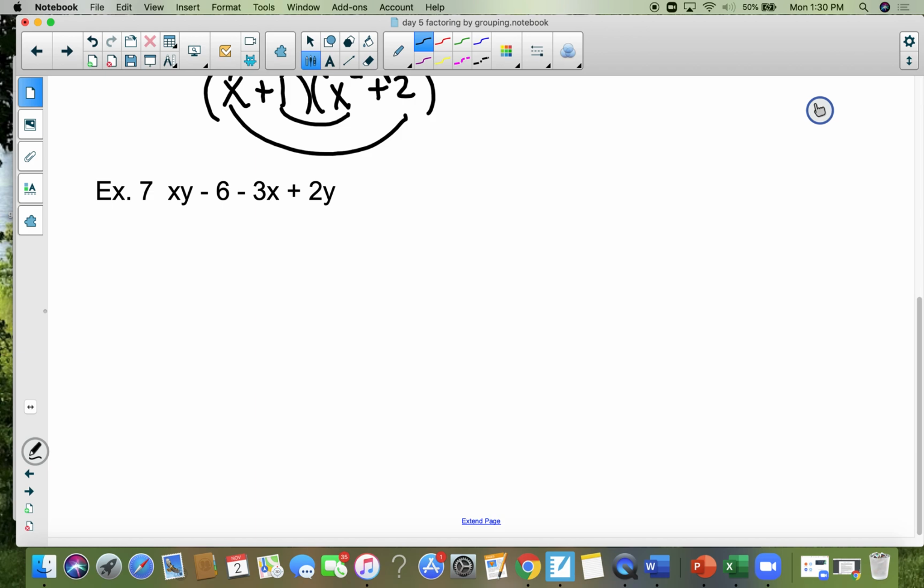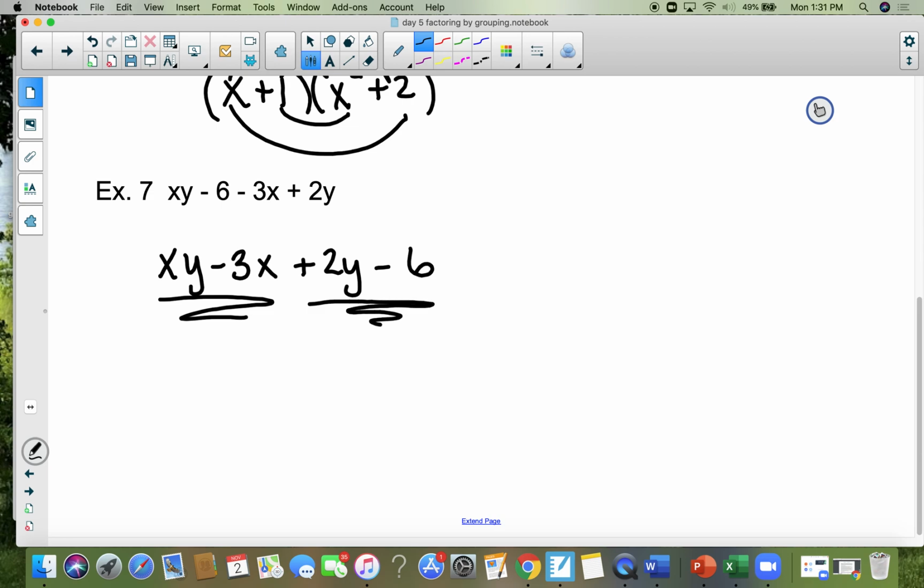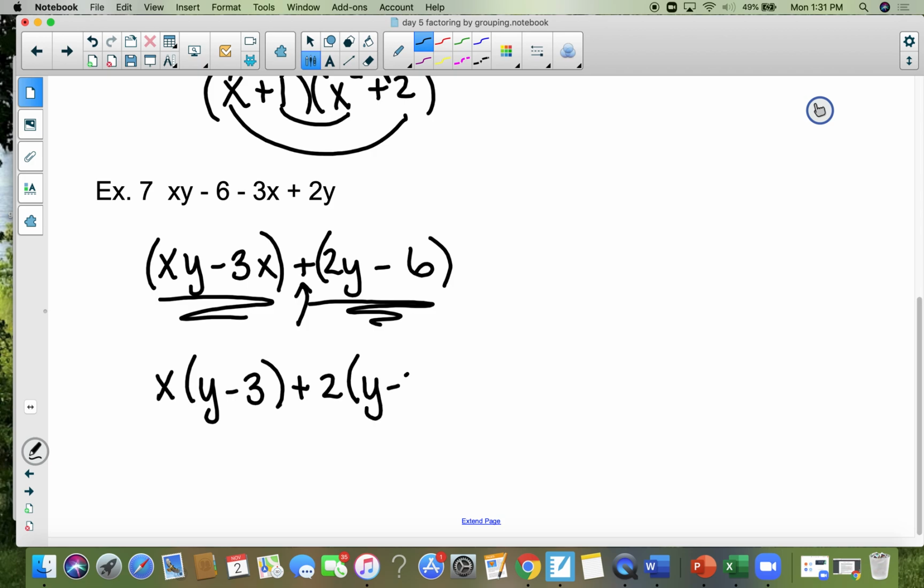I'm going to regroup it so that the xy and the negative 3x are together, and the positive 2y and the negative 6 are together. I grouped it wrong. I need to make sure I group them so that these two have something in common with each other, and these two are in common with each other. And the reason why I regrouped it is that I need my third term to be positive. I can take an x out of the first group, and I have y minus 3 plus. I can take a 2 out of that and have a y minus 3.